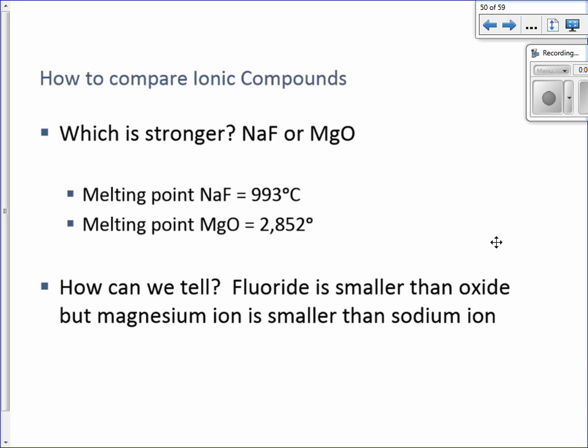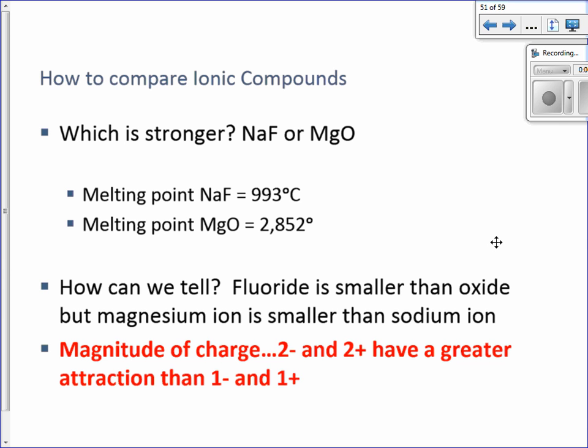Ion charges are different. Magnesium oxide is +2, -2. So the magnitude of the charges is much greater. So that numerator number is now much higher. And it's going to affect the strength, being able to break it apart. Okay?